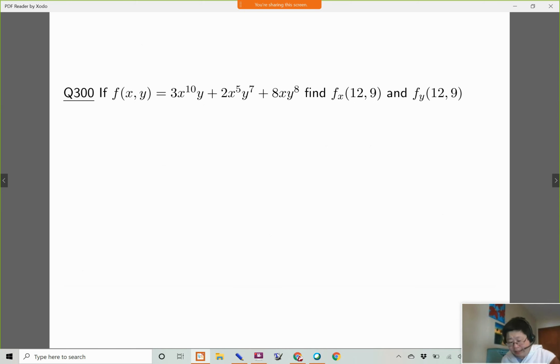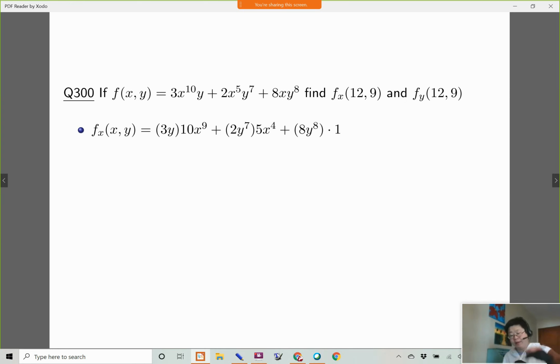So I have this example that I'd like to talk through. I've got function f of x y equals 3x to the 10th y plus 2x to the 5th y to the 7th plus 8 times x times y to the 8th. And find the partial derivative with respect to variable x, find the partial derivative with respect to variable y, and then only after we do those things we'll plug in 12 and 9.